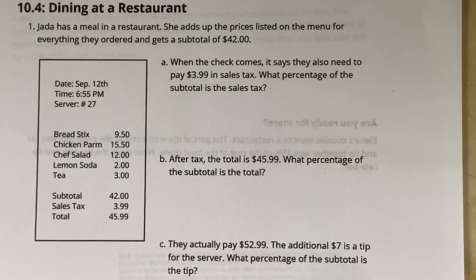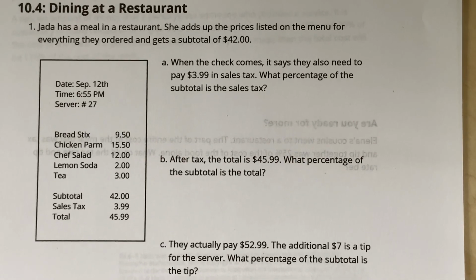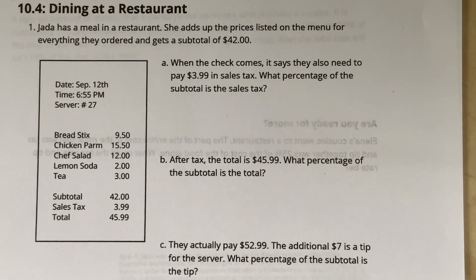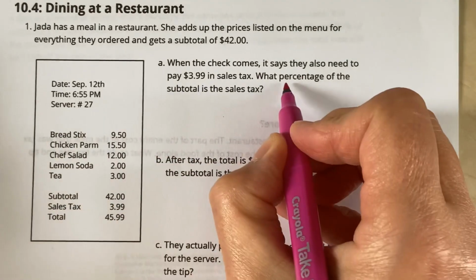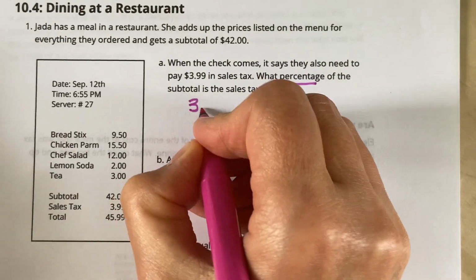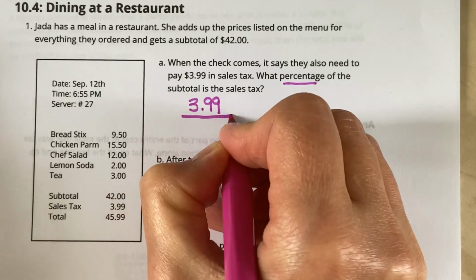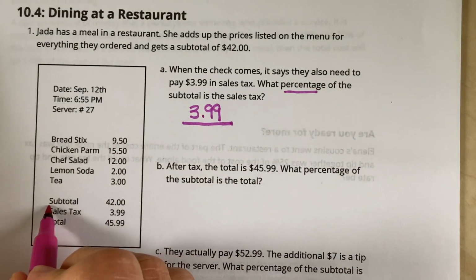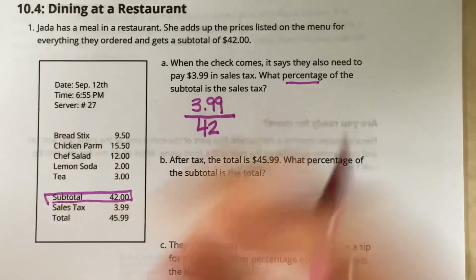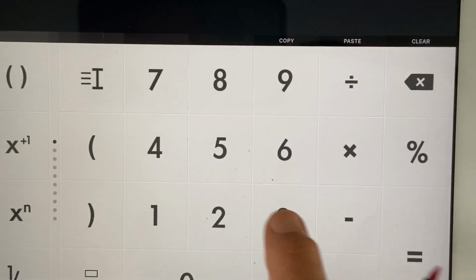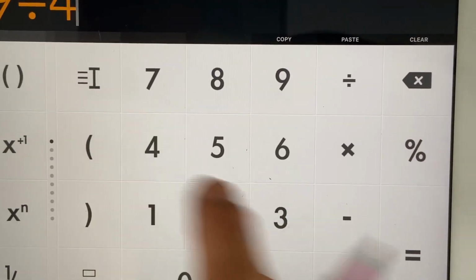This one says, Jada has a meal in a restaurant. She adds up the price list for the menu and gets a subtotal of $42. When the check comes, it says they also need to pay $3.99 in sales tax. What percent is the sales tax? It's asking me for the percent, okay? So I'm going to do $3.99 divided by the subtotal, okay? That's the original before you added the tax. Okay, so when I divide that out on my iPad, I would do 3.99 divided by 42, and I get 0.095, okay?